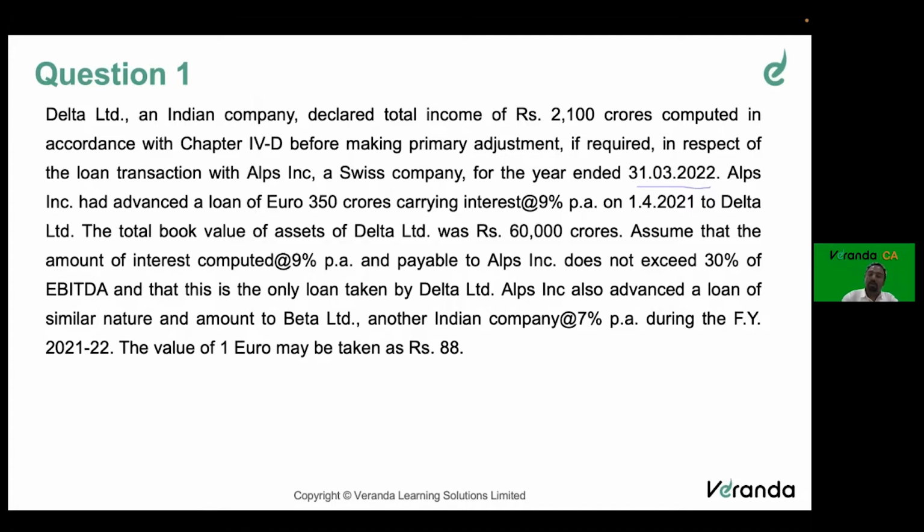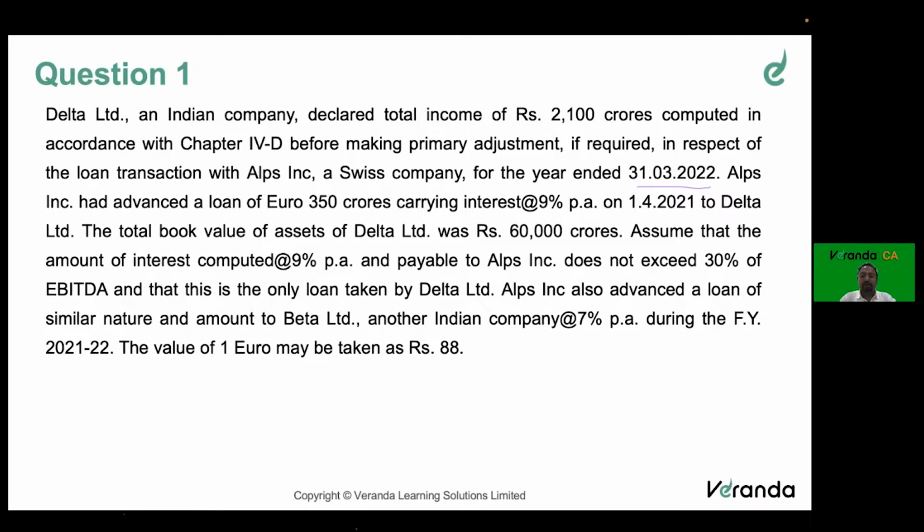Now the total book value of the assets of Delta Limited was rupees 60,000 crores. We need to see why this is important, why the value of the assets is being given. They're saying the book value of assets is 60,000 crores. Assume the interest is at 9% per annum and payable to Alps Inc. They're saying the total interest cost paid to Alps Inc. does not exceed 30%.